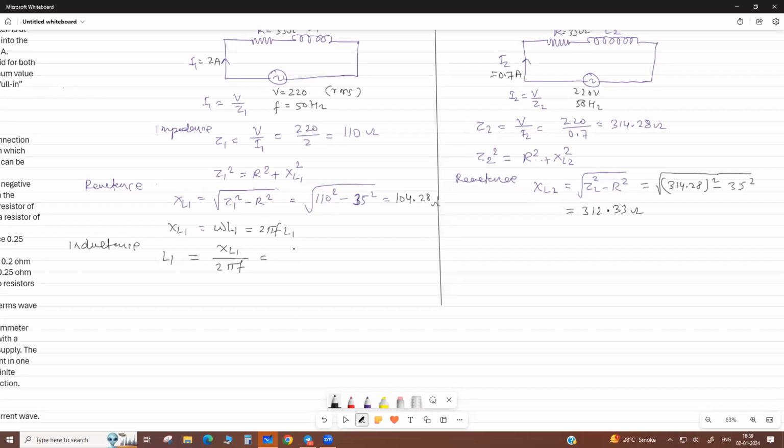So my dear, this is 104.28 divided by 2 into 3.14 into 50. This much Henry. For here also, L2 equals the inductance of the coil, that is XL2 by omega, again 2 pi F, or it is 312.3 divided by 2 into 3.14 into 50.